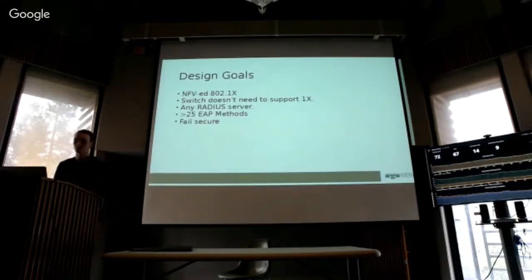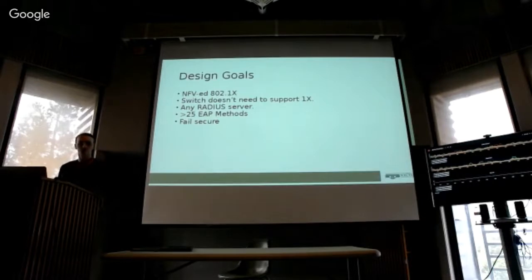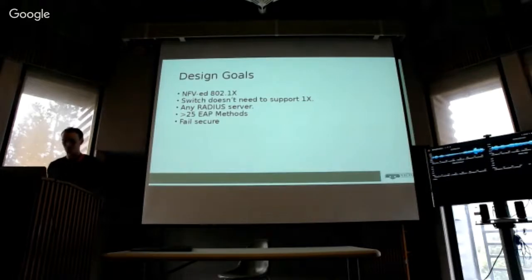So a few of our design goals: with NFV 802.1X, we can process our 1X application stuff on a separate host from the switch. So our switch doesn't need to support 1X out of the box. We can use an OpenFlow switch, or if we want, a dumb switch or something that supports VLANs, etc. We can use any RADIUS server we like, and because we're using hostapd, which I'll talk about in a second, there are over 25 different EAP methods that we can use: usernames, passwords, certificates, one-time passwords, and whatnot. And our system is fail secure.